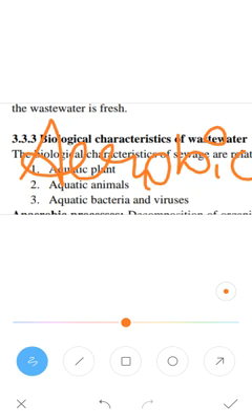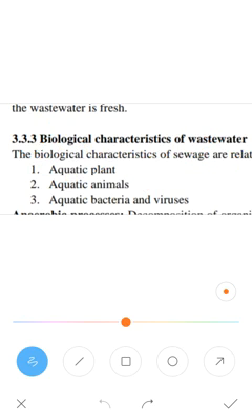Next we will study the flow diagram of the municipal wastewater treatment plant, that is, how the flow of the wastewater takes place from one unit to another. We'll study that in the next class.